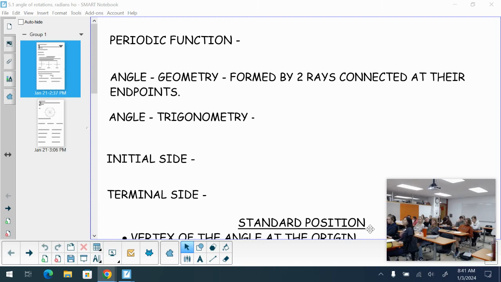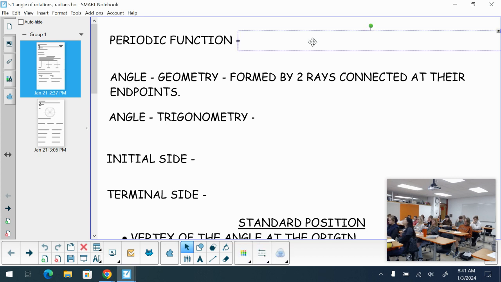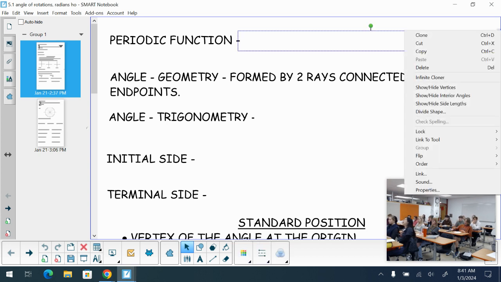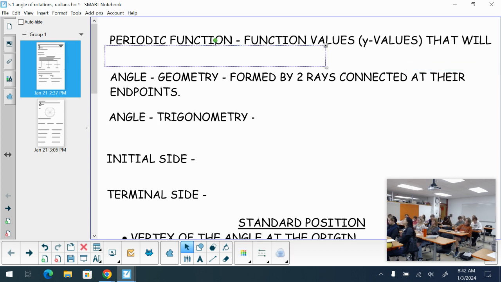All right. Once again, this is the start to our trig portion of the course. When you deal with trigonometry, we deal with angles. When you're in geometry, we have one definition of an angle. When we get to trigonometry, we have a second definition of an angle. When we deal with trigonometric functions, we have what is called a periodic function.